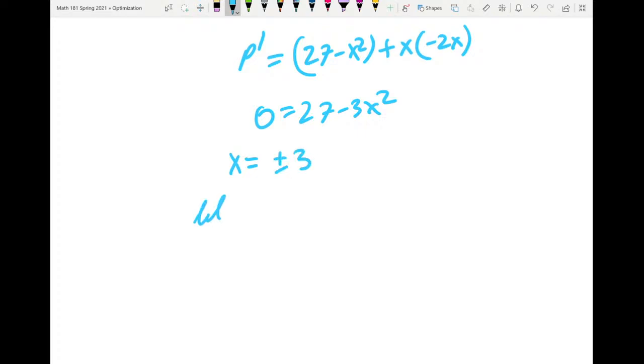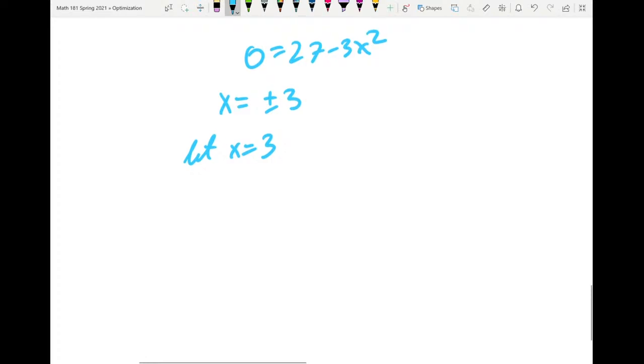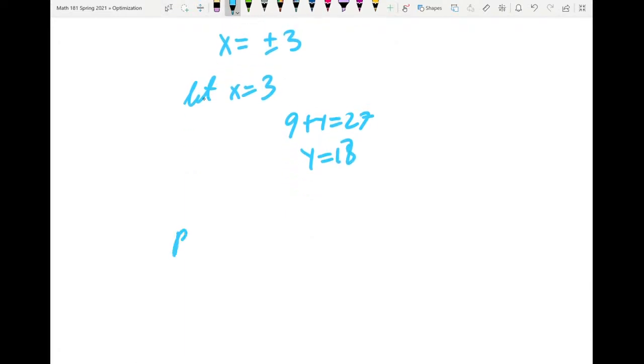Now let's pick x to be 3, and let's see what we get. 9 plus y equals 27, so y equals 18. So P equals 18 times 3, which is 54. And obviously we're going to use a positive number because it works.